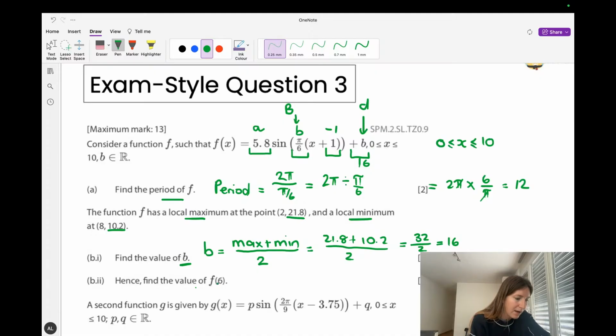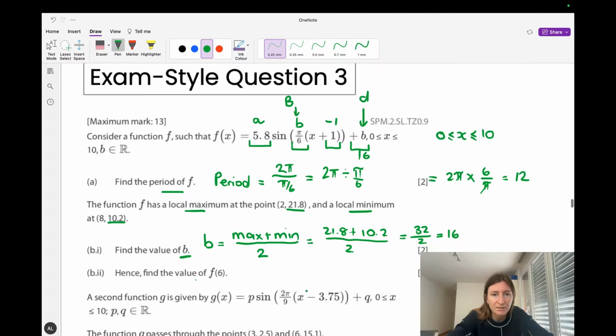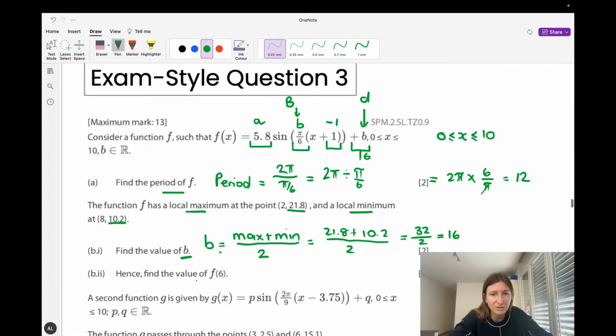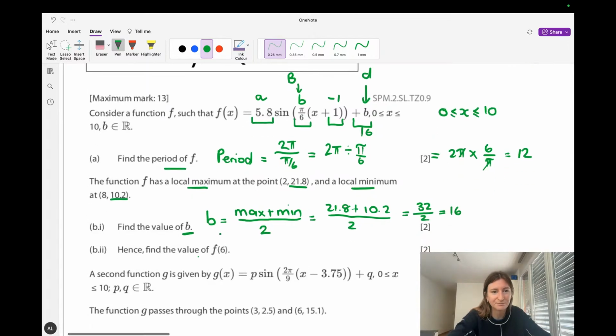Someone was asking about how many marks questions are worth. So here, finding the period is 2 marks. Finding a value here of b is 2 marks. So very much, if you're lucky, 2 marks, because they're nice questions to get a good 2 marks. But sometimes they're worth 1 mark. It depends maybe on the question and how many there are, and if it's a calculator paper or non-calculator paper, but that's for AA.